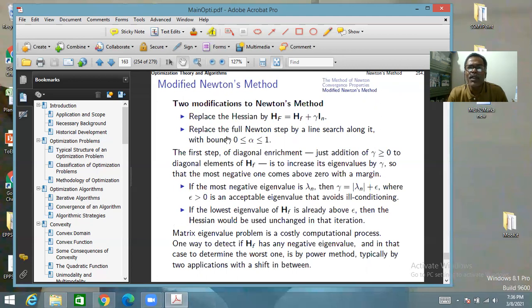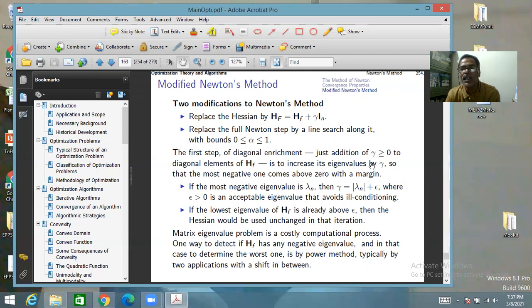And the second modification is what we have already discussed, that we will replace the full Newton step by a line search. And for that, we will not bother to determine the need. We will just do it as a matter of course, because if there is no need, then the line search will immediately conclude very easily.